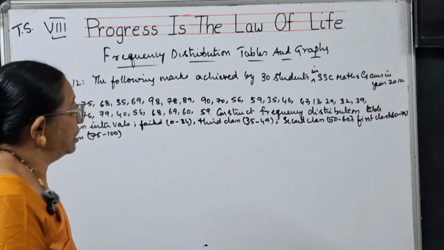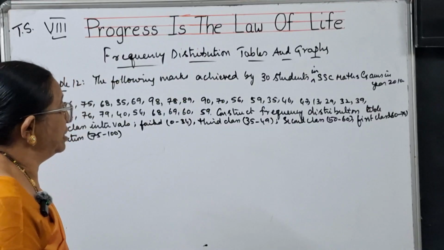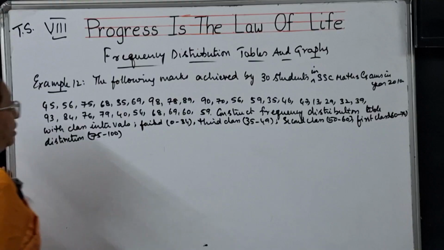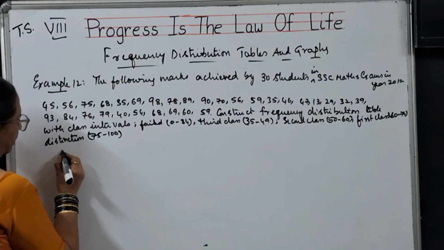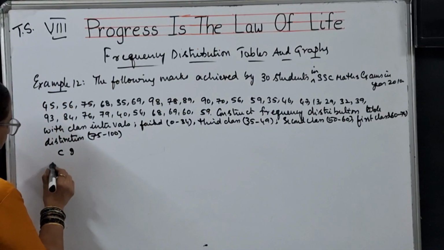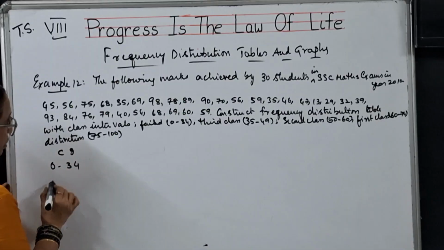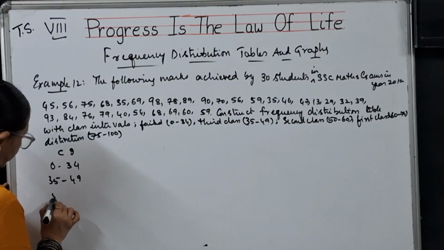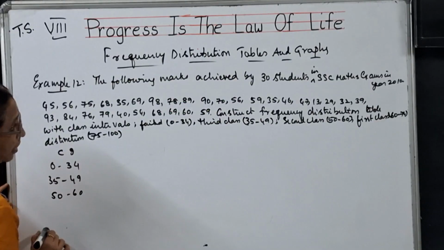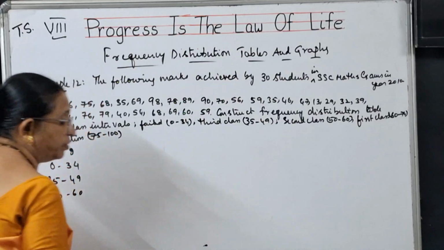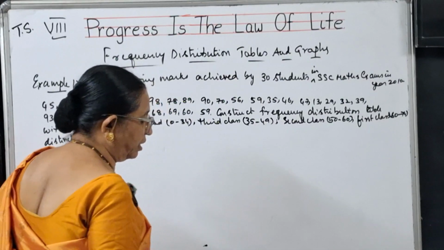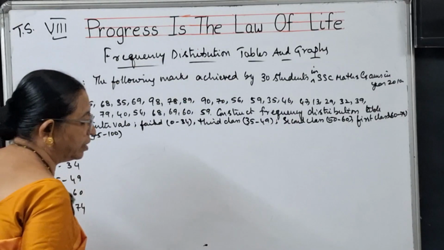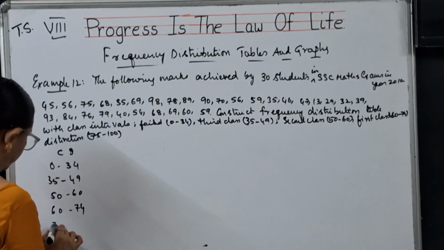Of course, you don't know about it. Earlier, we used to have this kind of discrimination for the marks that are allotted. So, here they have already given class intervals. So, let us write the class intervals. What are they? 0 to 34, 35 to 49, 50 to 60, 60 to 74, and 75 to 100.